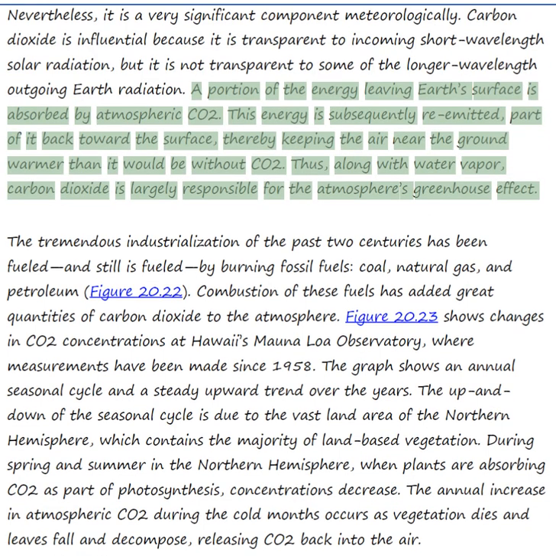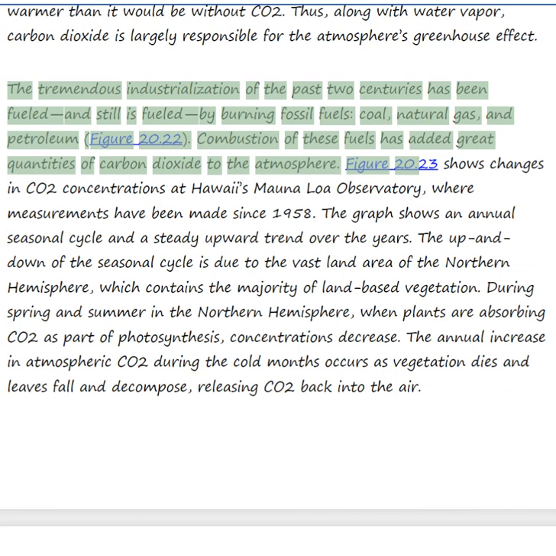A portion of the energy leaving Earth's surface is absorbed by atmospheric CO2. This energy is subsequently re-emitted, part of it back toward the surface, thereby keeping the air near the ground warmer than it would be without CO2. Thus, along with water vapor, carbon dioxide is largely responsible for the atmosphere's greenhouse effect. The tremendous industrialization of the past 2 centuries has been fueled, and still is fueled, by burning fossil fuels: coal, natural gas, and petroleum. Combustion of these fuels has added great quantities of carbon dioxide to the atmosphere.